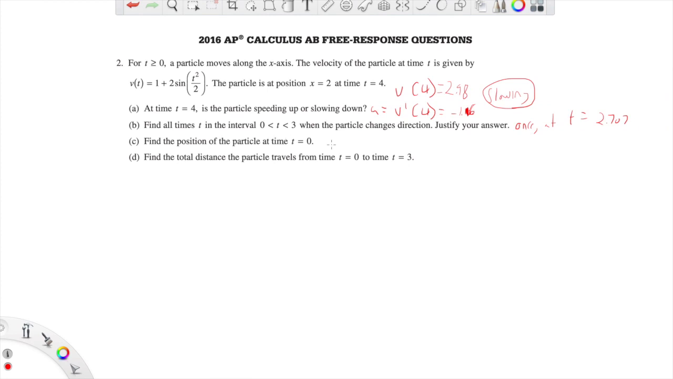Part C asks us to find the position of the particle at time t equals 0. So to do this, we're going to take basically the only information they give us for some sort of starting point, which is that the particle is at x equals 2 at time t equals 4. And then we're going to use an integral on the velocity to subtract distance away from that to see where we are at time t equals 0. So that's going to be the position at time t equals 4, which is 2, plus the integral, right? And we're taking a negative integral, so it's going to be from 4 to 0 of v of t, which will give us the distance traveled over that interval. And so we have to take the integral from 4 to 0 of the velocity.